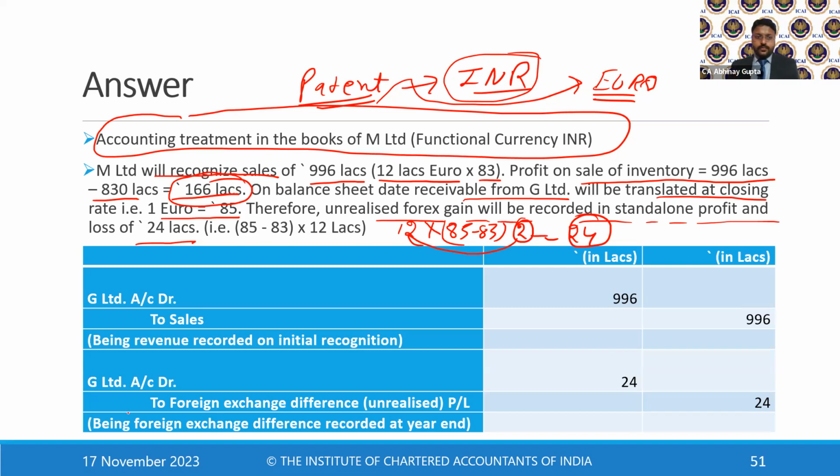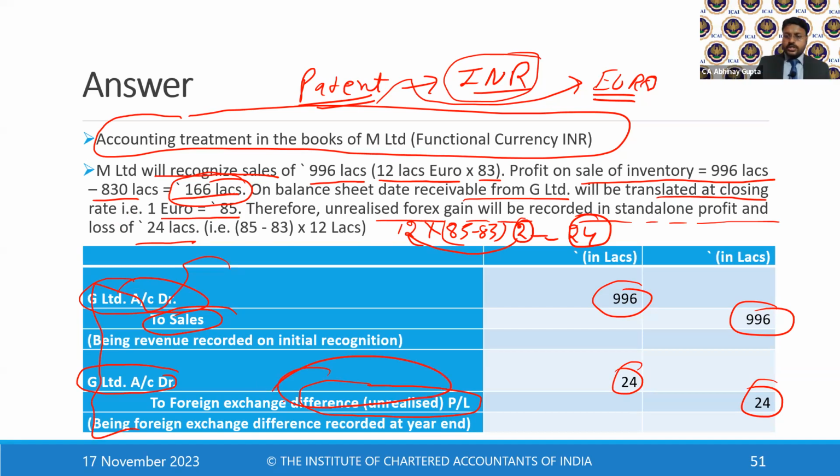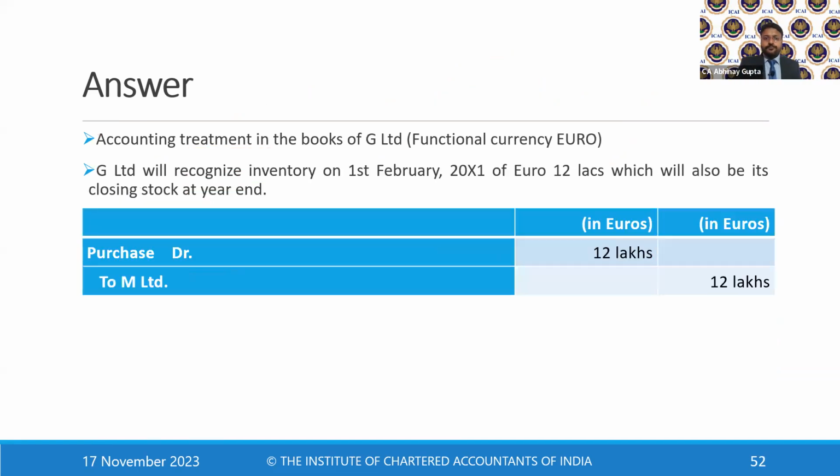Now, what would be the journal entries? First journal entry: subsidiary company account debit to sales, 996 lakhs. Then foreign exchange gain or loss will be recorded. So subsidiary company account debit, that is the debtor balance, will be restated to foreign exchange gain income account in the P&L, 24 lakhs. Because this is the standalone financial statements, right? So P&L will be credited by the exchange gain in the books of the parent company.